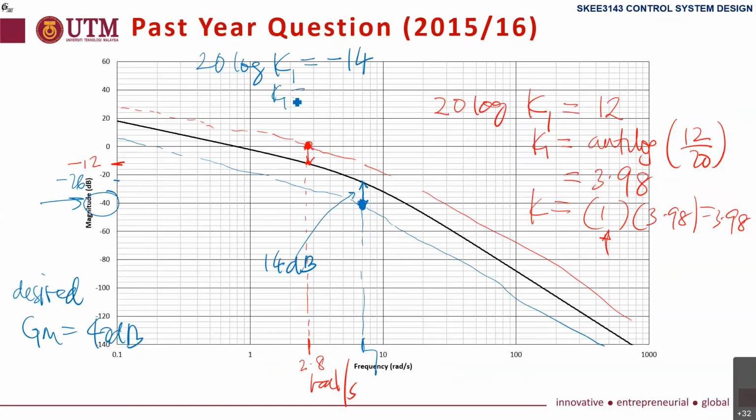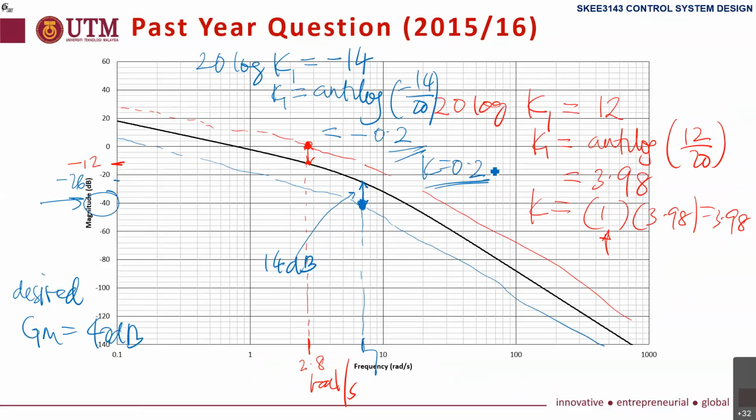K1 is the anti-log of minus 14 over 20. It is minus 0.19 or minus 0.2. So now K can be multiplied with K1, where K1 is the original K. Therefore, K is 0.2.